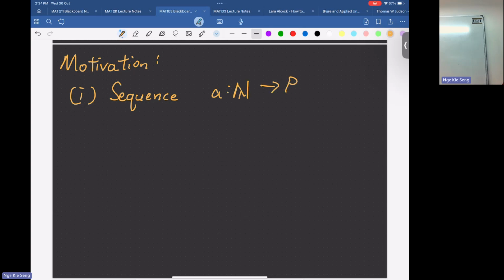How do we build this sequence? To every natural number we attach a real number: a1, a2, a3, a4, a5, and so on. Second, what we have done is series. Series is basically a sum of a sequence.